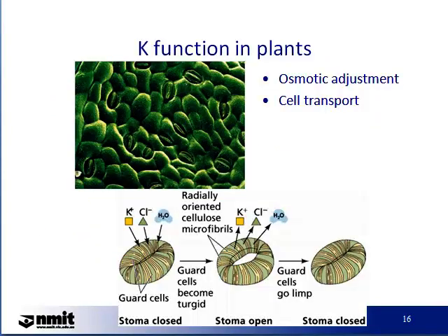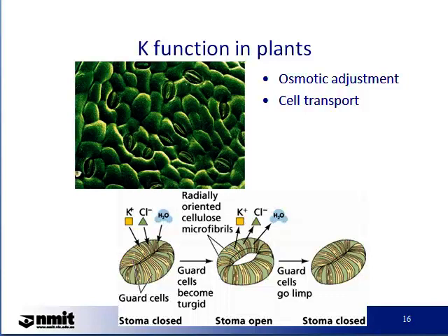Now let us look at the primary macronutrient potassium. Potassium has a range of functions in plants. It's most important in osmotic adjustment. Here we see a picture of stomata. These stomata have guard cells. Potassium is fundamental in the opening and closing mechanism of guard cells.